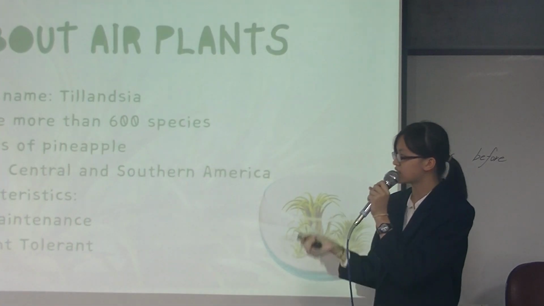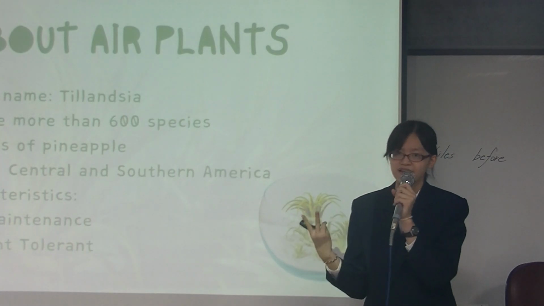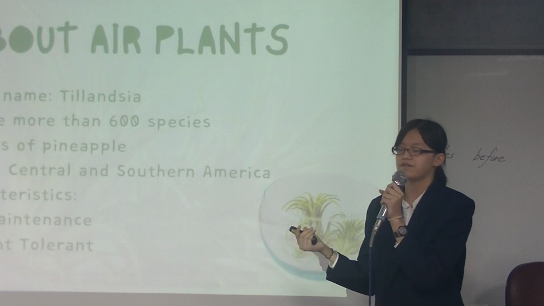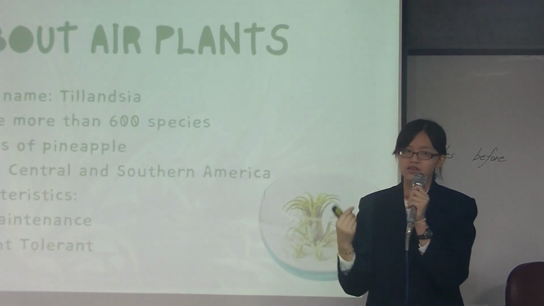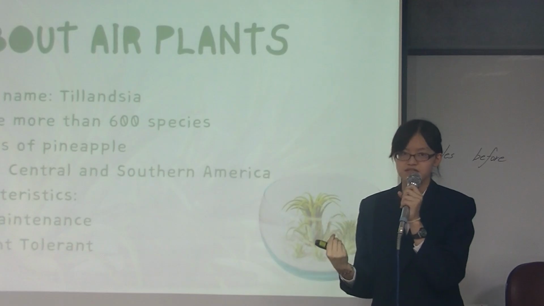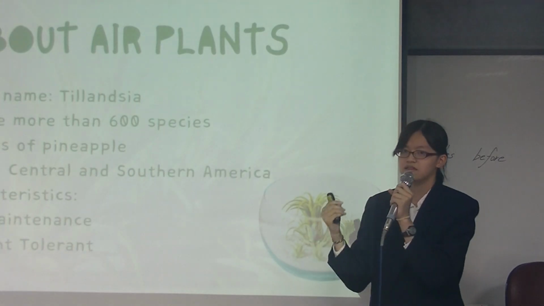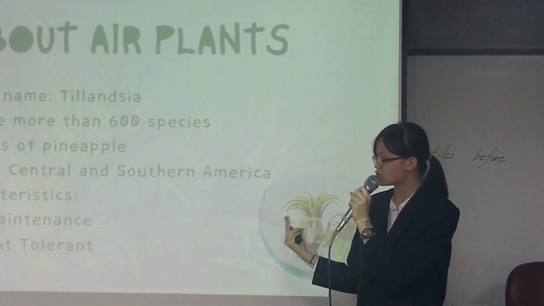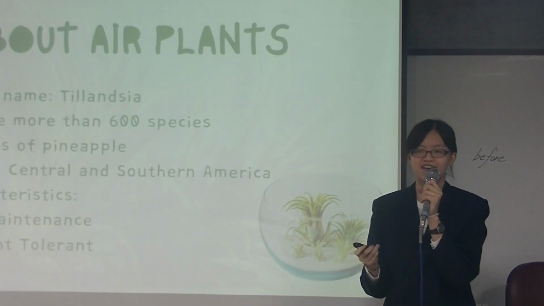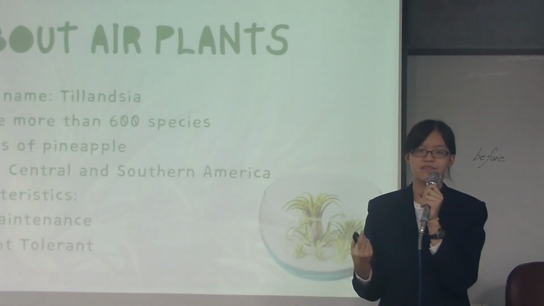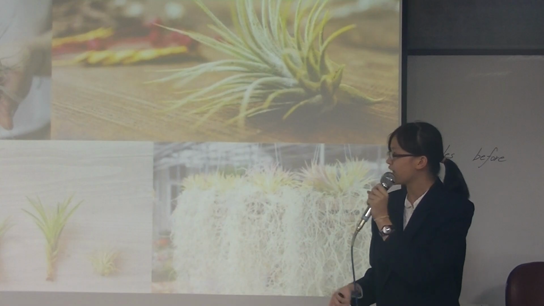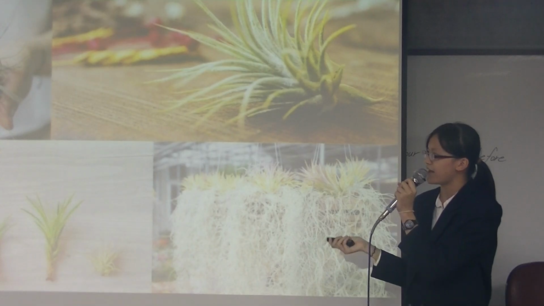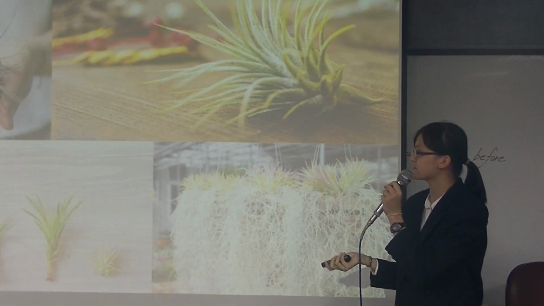As for its characteristics, there are 2 main characteristics. The first one is low maintenance, which means we don't have to pay much attention to them. Also, airplanes don't need soil to live. The second one is drought tolerant, which means you don't have to water them that frequently. Here are various kinds of airplanes, and they come in all sizes, all colors, and all shapes.